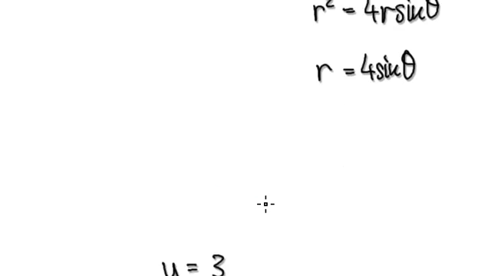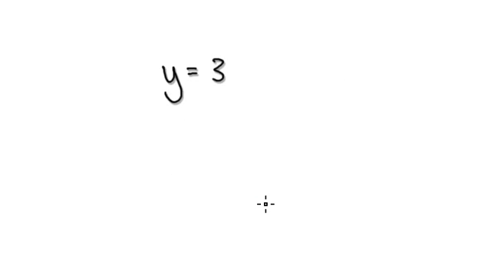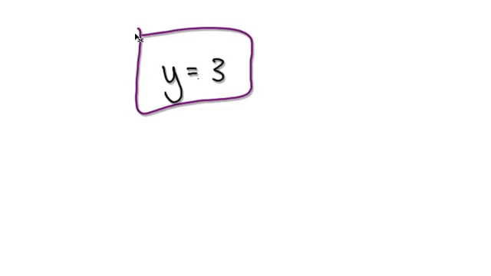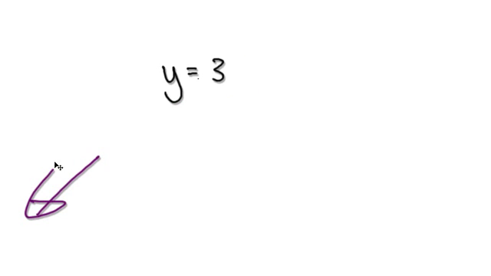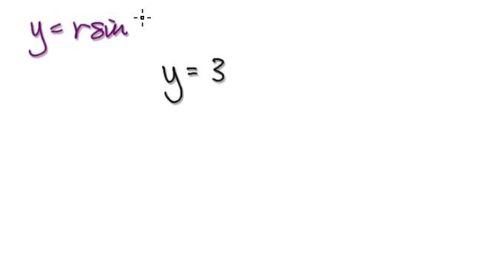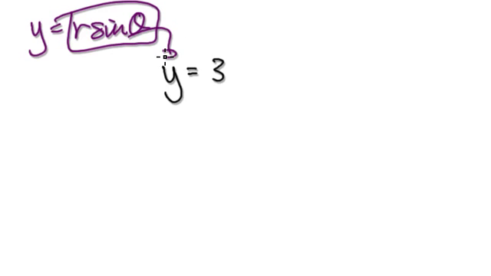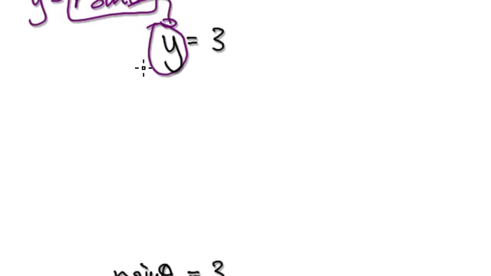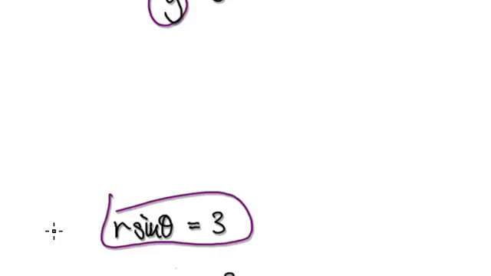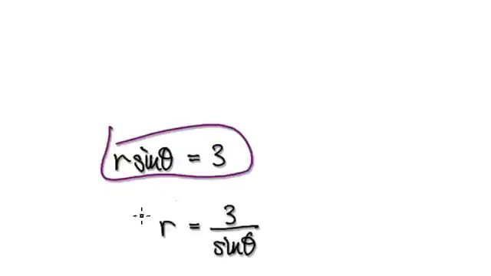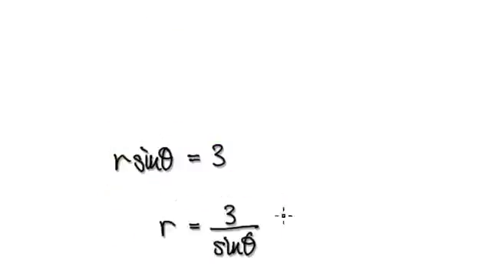Okay, last one here. Convert this into polar form. So press pause and have a go. So remember y equals r sine theta. So you can now put this into here. So that will then give you this. And you're pretty much done here. You can, if you want to, write it as this. Okay, fine.